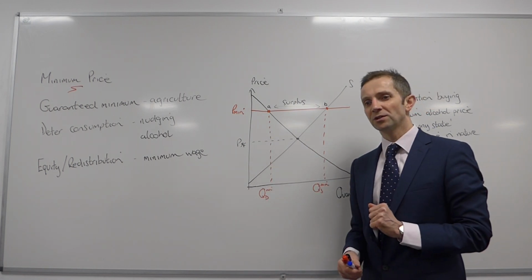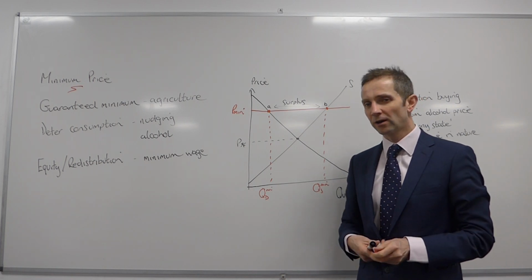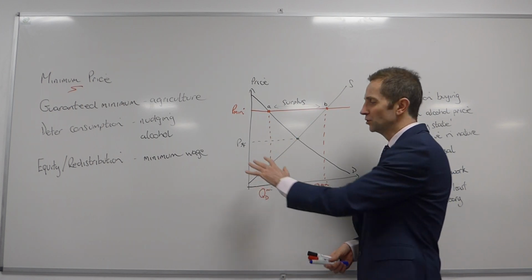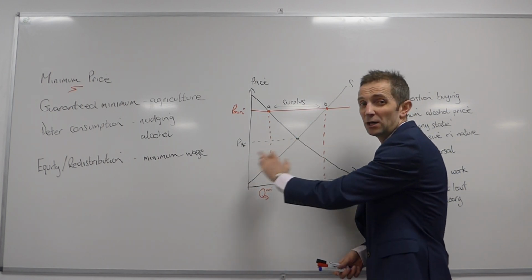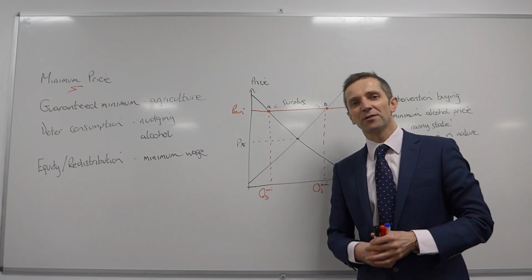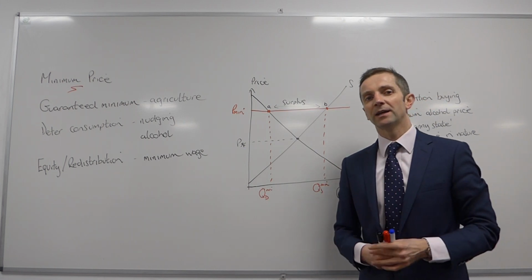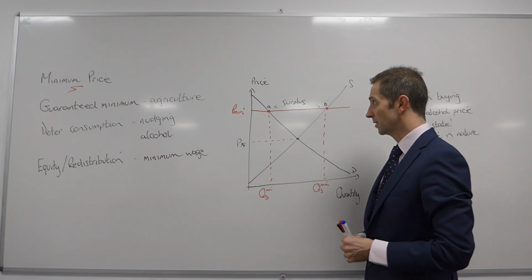So the minimum, you can see that as a floor, and therefore you don't want the price dropping below the floor. Well, if you're at equilibrium and you put the minimum price below equilibrium, well, if the market's in equilibrium, you wouldn't fall any further than that anyway. So the minimum always has to appear above the equilibrium level.